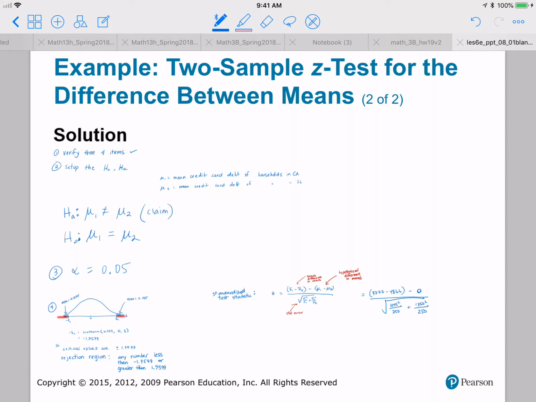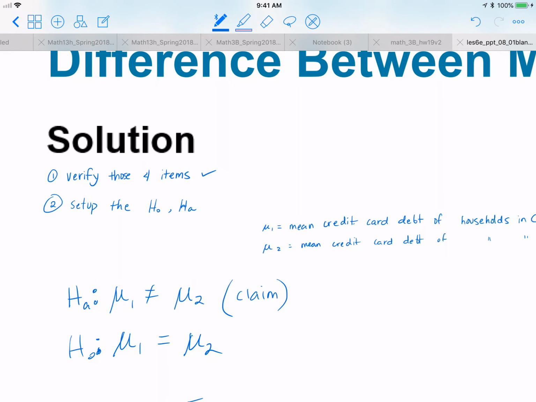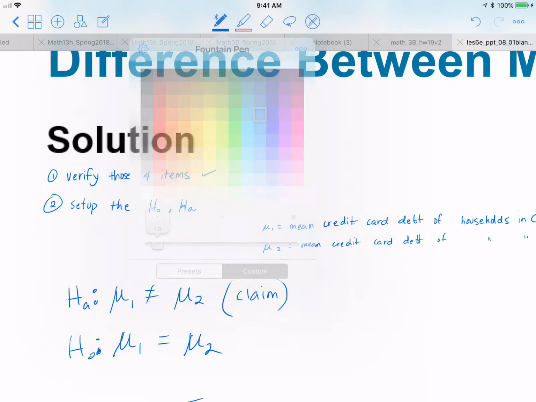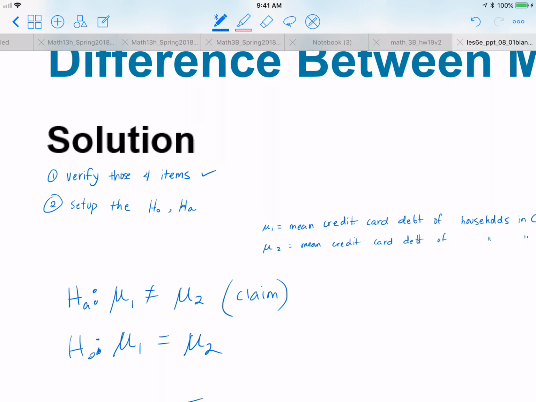So now I'm not sure if I mentioned this before, but in terms of verifying these 4 items, I need to mention that we actually do have independent samples. Why are the samples independent? Because one sample comes from credit card debts in California, and another sample comes from credit card debts in Illinois. And so there's no connection between the households in California and the households in Illinois.